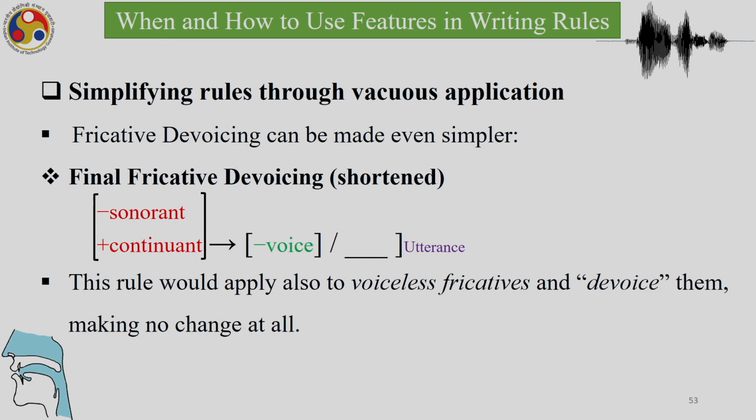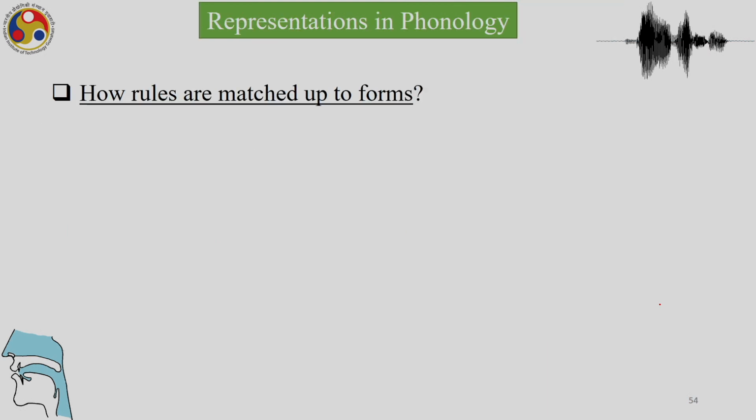So how do we make it simpler? We just say that minus sonorants become voiceless at the end of an utterance. This rule would apply to voiceless fricatives and devoice them. So basically, we are not saying anything about the voicing of minus sonorants, because we want to show that it loses the voice. This would also apply to voiceless fricatives and devoice them. By saying this, we mean that there is no change at all for them.